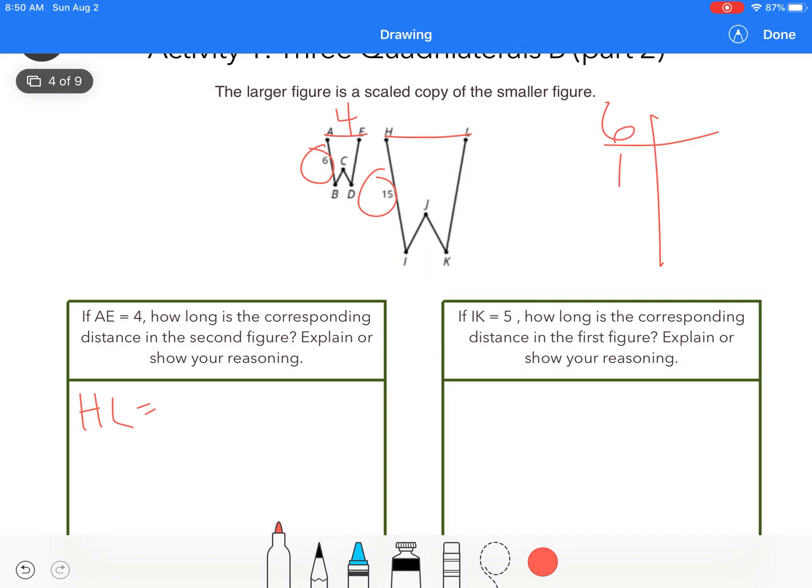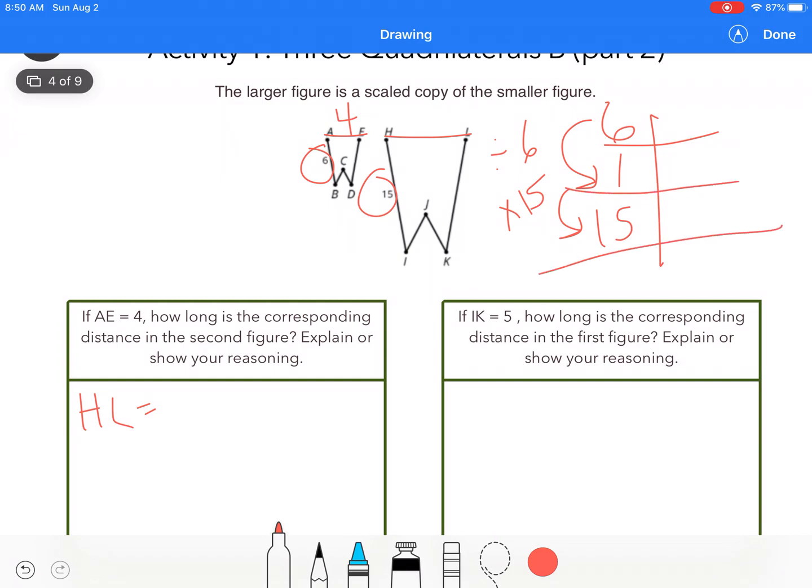So I want to get to 15. I've got to figure out what's happening so then I can figure out the other side. So I divide by 6, and then I'm going to multiply by 15.